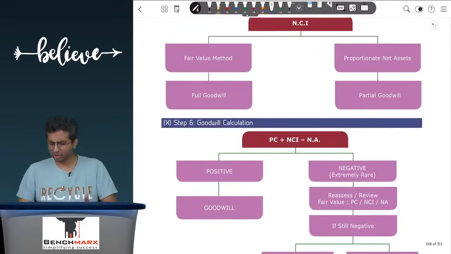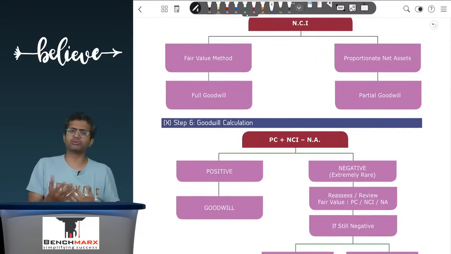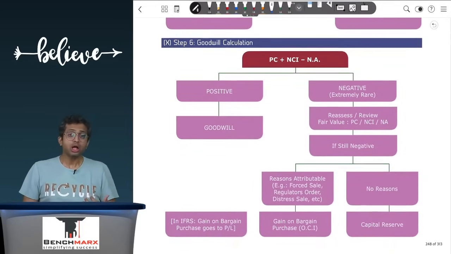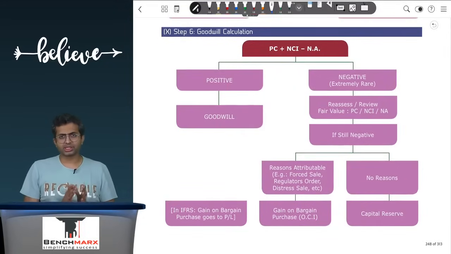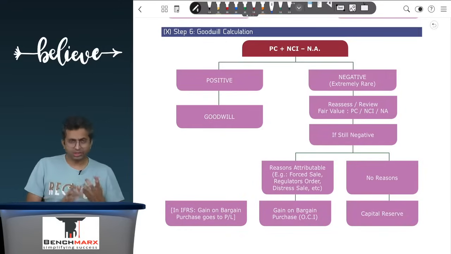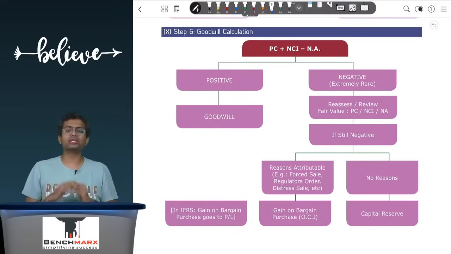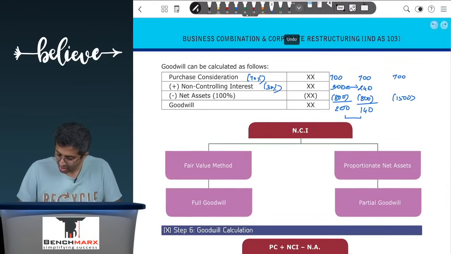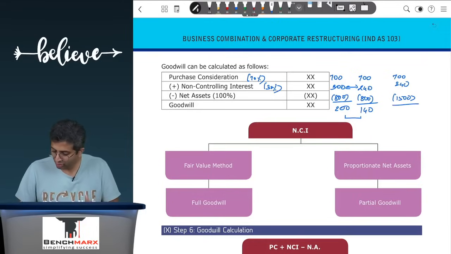Now, as we summarize over here, NCI at fair value will give you the full goodwill, and NCI at proportionate net assets value will give you the partial goodwill. Goodwill is calculated as purchase consideration plus the NCI minus the net assets. That will give you the goodwill. If the difference is positive, it is goodwill and you don't need to do any additional checks. However, if the difference is negative, that is, PC plus NCI minus net assets is negative, so for example, if the net assets were, let us say, 1500 and, whatever method you take, 700 and 240 minus that, you get a negative number.